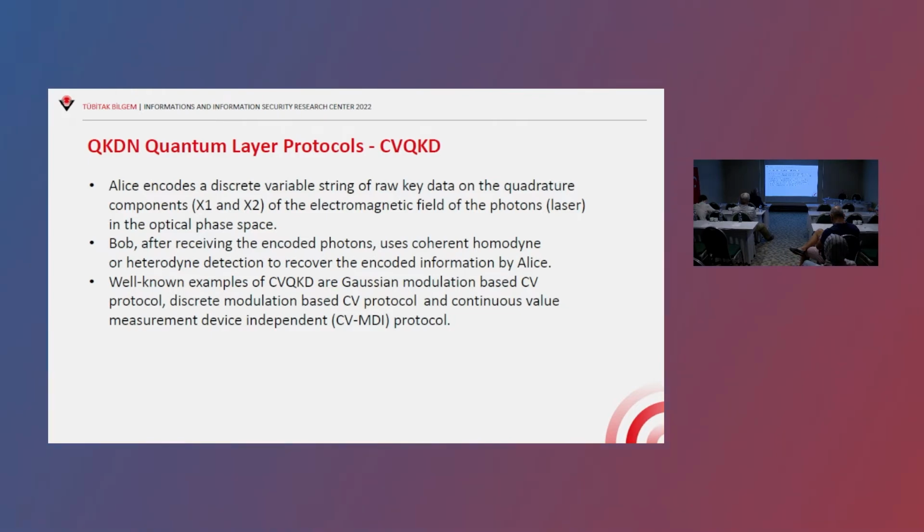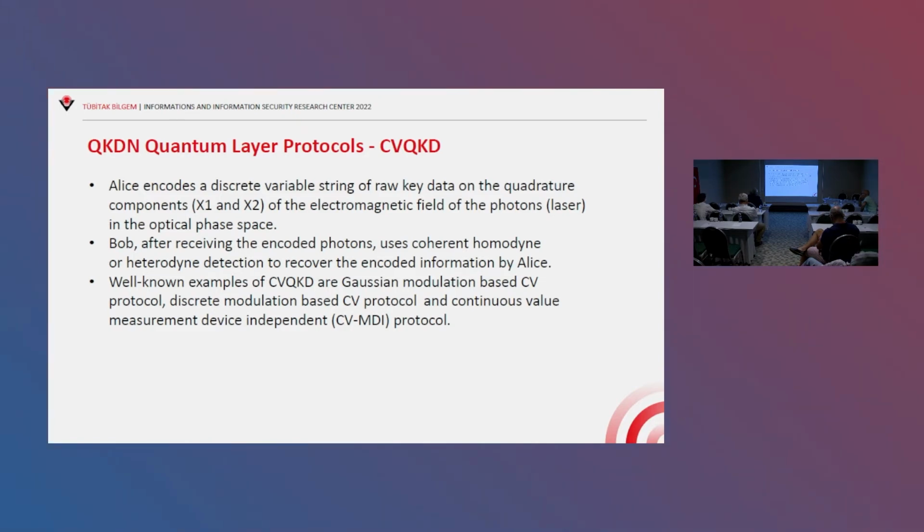In the case of continuous valued QKD, one would, as we said, encode the information to be transmitted on the quadrature components, which we call X1 and X2 components, of the electromagnetic field of the photons or the laser. These are the X1 quadrature components. These are the components in the optical phase space.